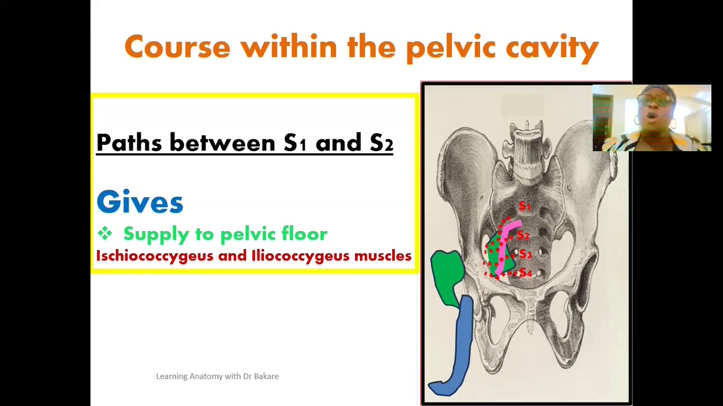So all in all, you see that these muscles contribute to the formation of the pelvic floor. And these are the muscles that the inferior gluteal artery will give off branches to supply within the pelvic cavity.